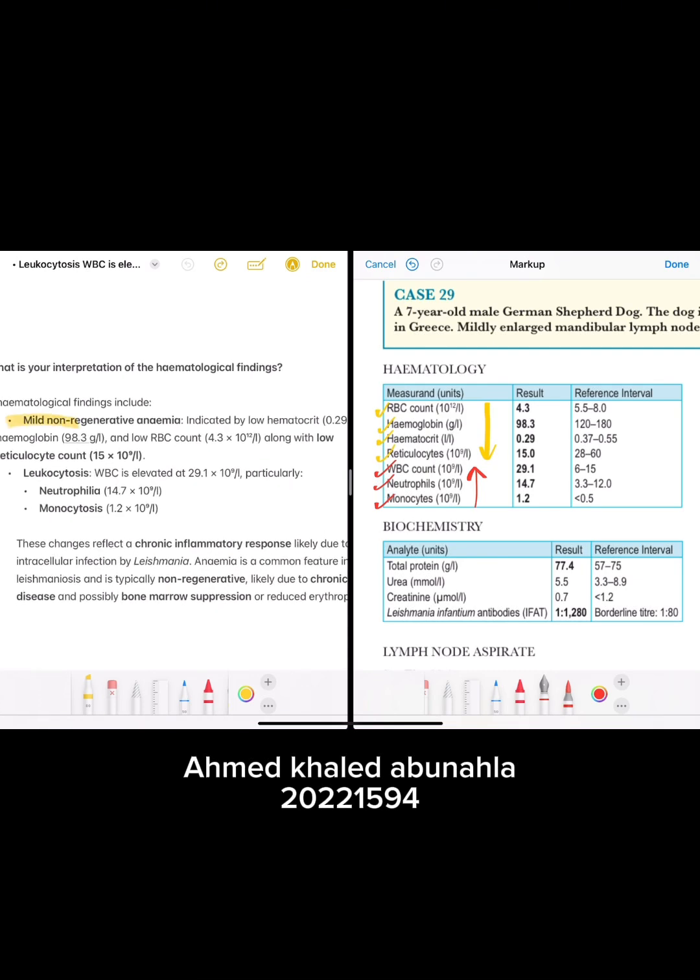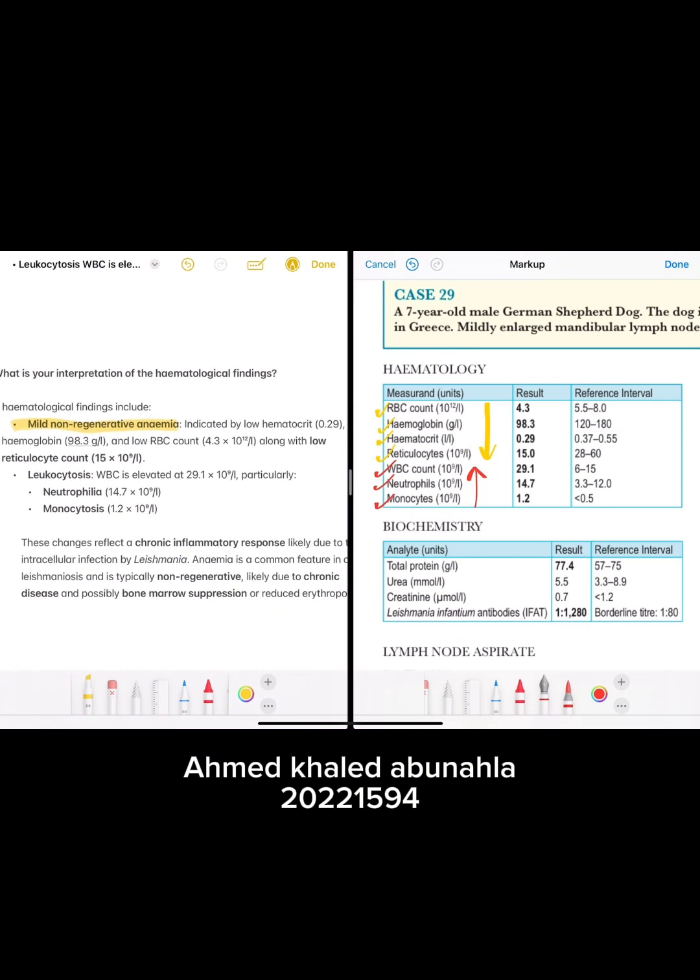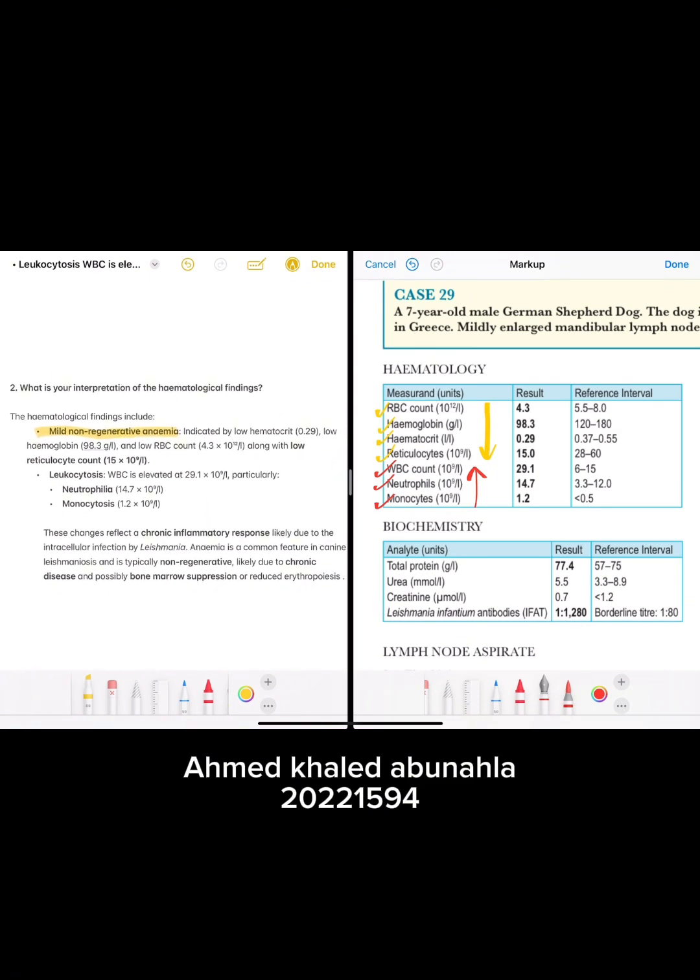There is mild non-regressive anemia, according to the low hematocrit, low hemoglobin, and low red blood corpuscle count. And also there is leukocytosis, with white blood cells elevated, particularly neutrophils and monocytes. All of these features and changes reflect a chronic inflammatory response, likely due to the intracellular infection by Leishmania. Anemia is a common feature in canine leishmaniosis.